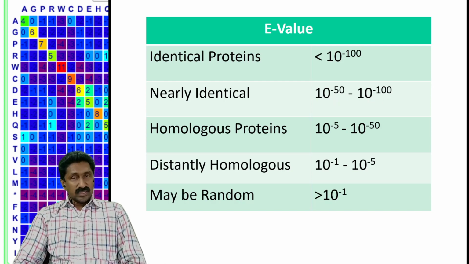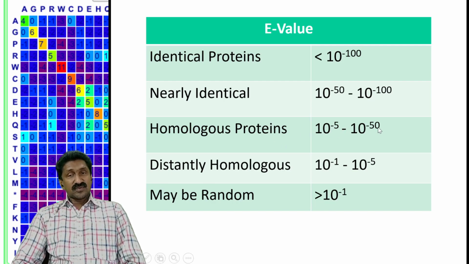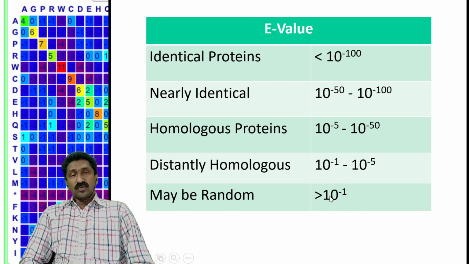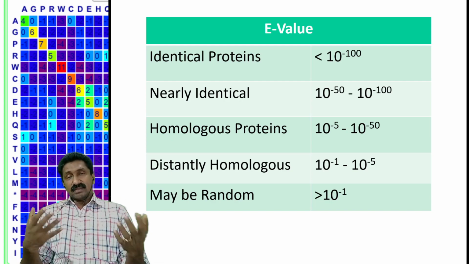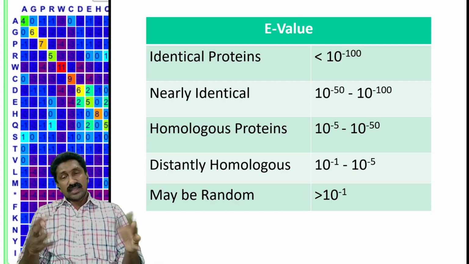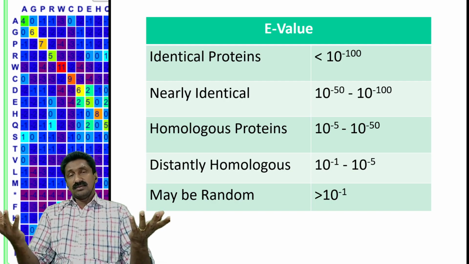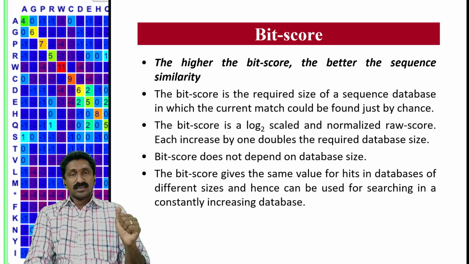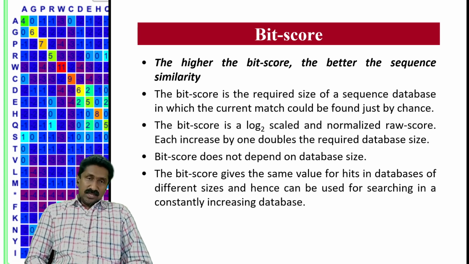Still it is very low. And for homologous proteins, 10 raised to minus 5 to 10 raised to minus 50. Distantly homologous, 10 raised to minus 1. Here you have a 0.1 value. 10 raised to minus 1 means 0.1. So if your e-value is 0.1, that means it is only a random match, and you can expect such matches at least once in a 10 sequence alignment. So that's about the e-value.